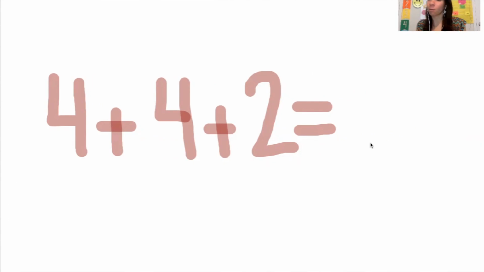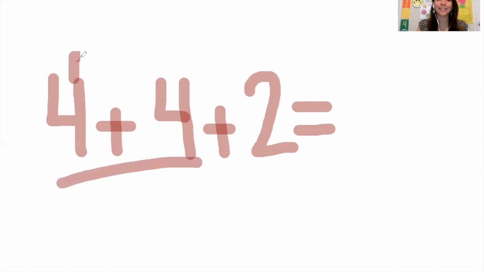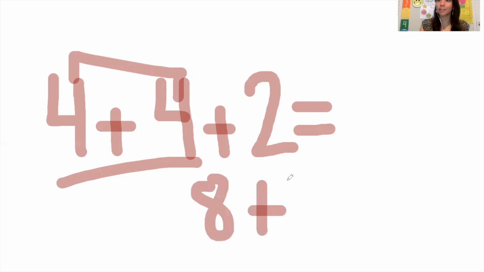Let's get started. Write this problem down. 4 plus 4 plus 2 equals. Okay, when we're doing three-digit addition, we need to ask ourselves two questions. Do I see a double, or do I see a way to make 10? What do you see, guys? Yes, I see a double. 4 plus 4 is a double. What does 4 plus 4 equal? 8. 8 plus 2. That's a way to make 10. That equals 10. Yay!